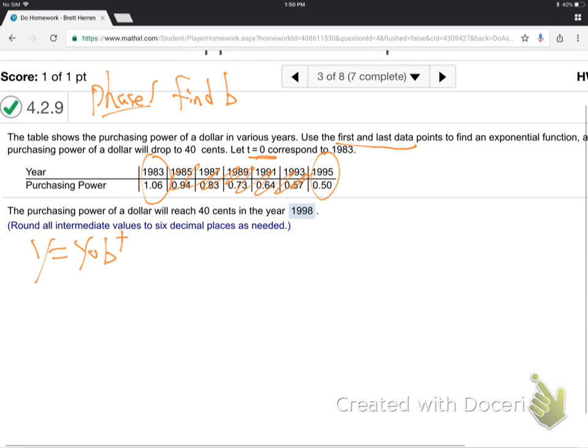See what they're saying about time 0 is 1983, so this is time 0 again. This is time 0 right here, 1983. And then 1995, what time is that? Yeah, 12. It's 12 years later. That's time 12. See what we're going to plug in there? So 1.06 is your y0, isn't it? Because that's y at time 0. Again, the top is the time value and the bottom is the y values, same thing. Plug in your y0, and then plug in that other point and solve for b.